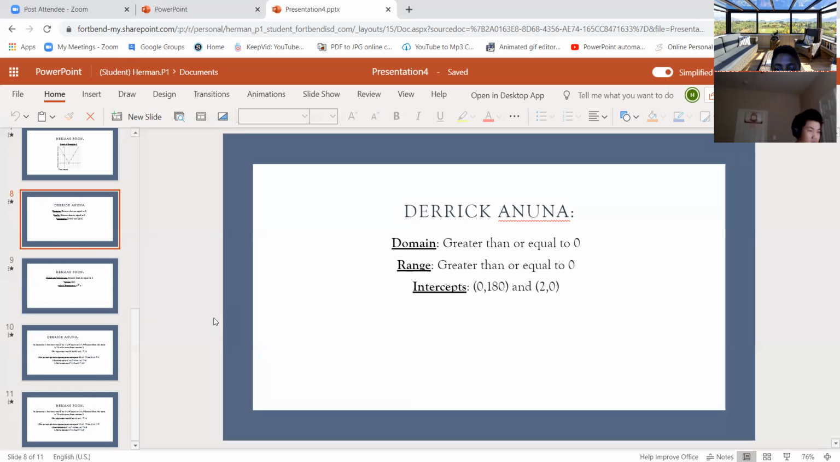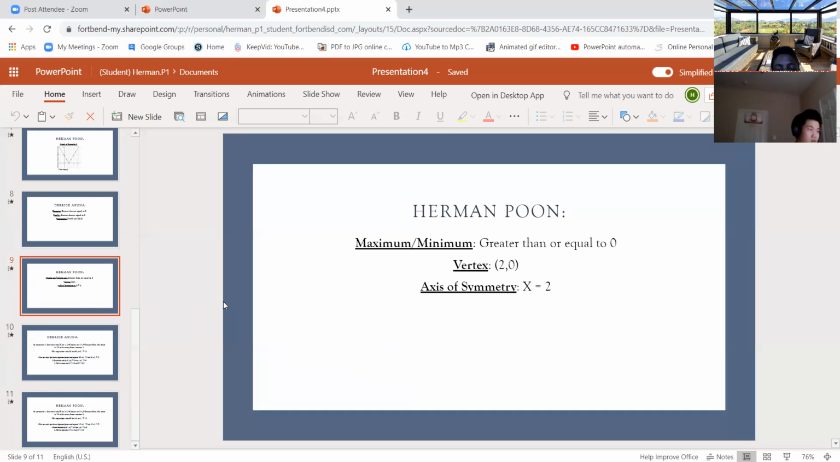Domain is greater than or equal to 0. The range is greater than or equal to 0 also. And the intercepts are (0, 180) and (2, 0). The maximum/minimum is greater than or equal to 0. The vertex is (2, 0), and the axis of symmetry is x equals 2.